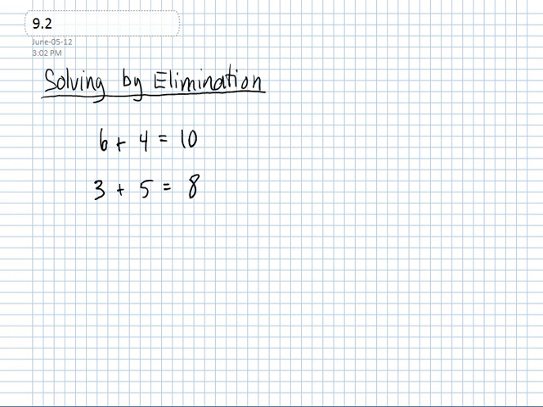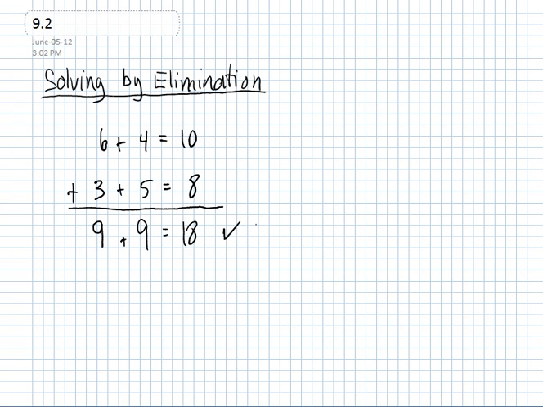Two very simple equations: 6 and 4 do in fact make 10, 3 and 5 make 8. What you may not know is that you can actually add equations together. So I can add these two equations and I still get a true statement. 6 plus 3 is 9, 4 plus 5 is also 9, and 10 plus 8 is 18. Well, look at that, also true.